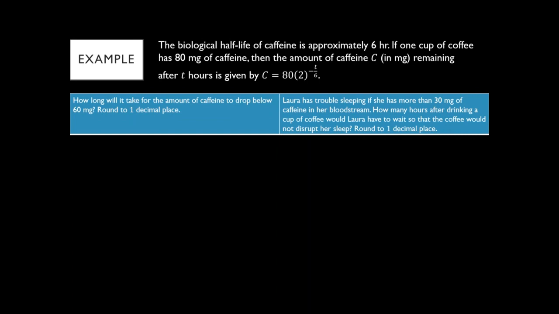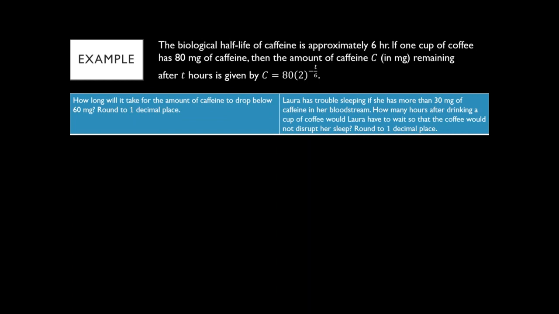But the problem is, we've got the biological half-life of caffeine is approximately 6 hours. So that means it takes 6 hours for the amount to cut in half. Your friend was just talking about how much coffee he drinks. See, now you can actually do the math and figure out how much caffeine is in his system. So if 1 cup of coffee has 80 milligrams of caffeine, then the amount of caffeine, which we're going to use C for, in milligrams, remaining after T hours is given by this formula.